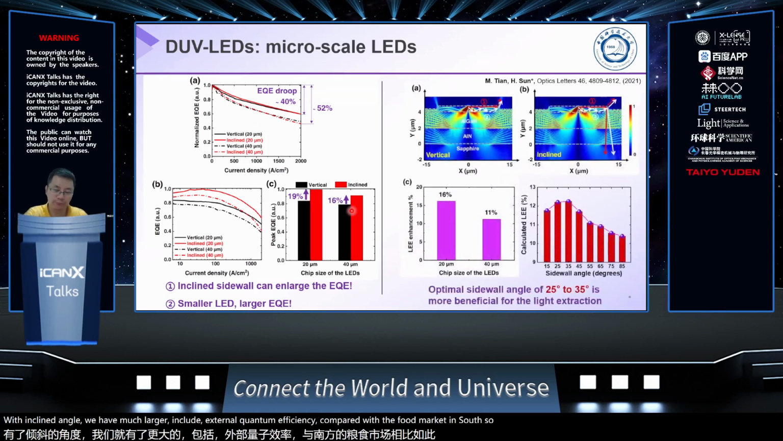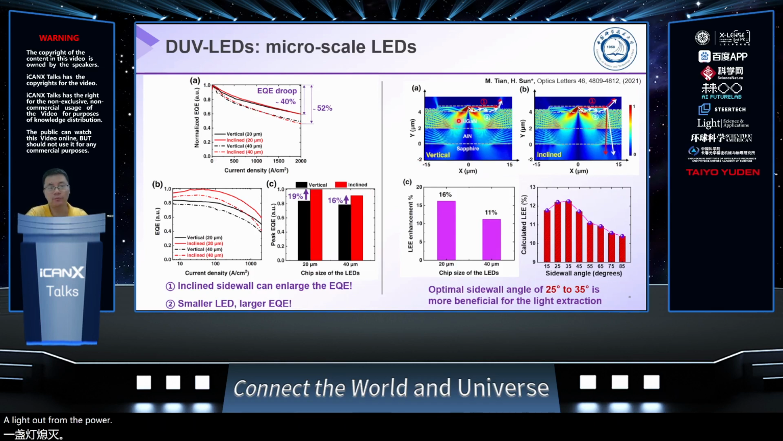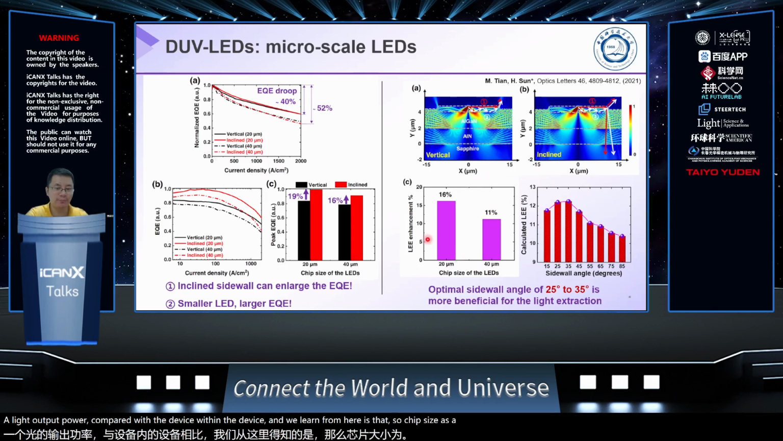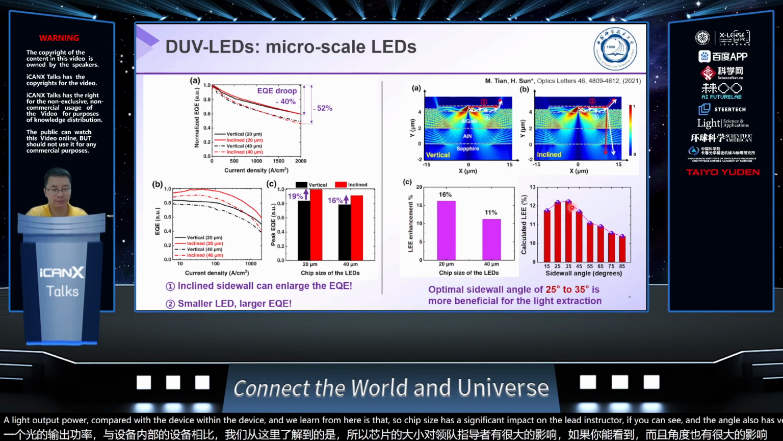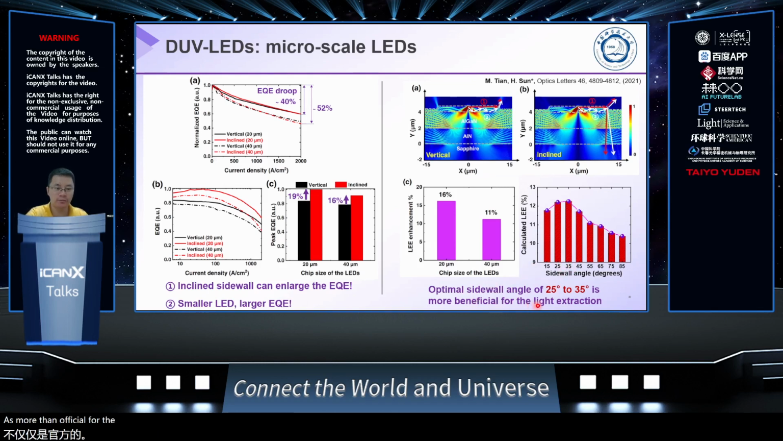So we performed optical calculations to learn why we have such higher light output power compared with the other device. We learned that the chip size has a significant impact on the light extraction efficiency, and the angle also has a very high impact on the light output power. There's an optimum angle, from 25 to 35 degrees, which is more beneficial for the light extraction.